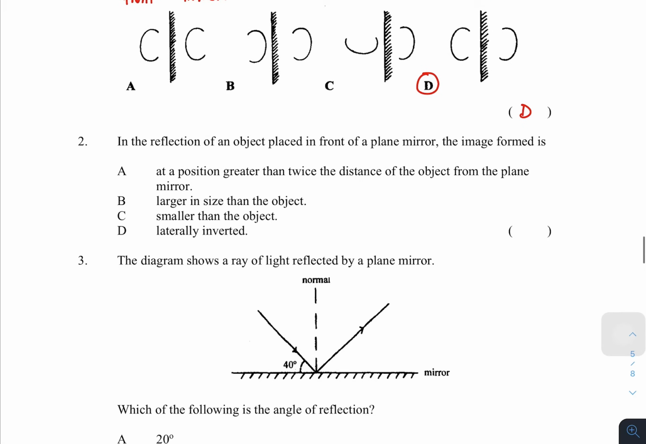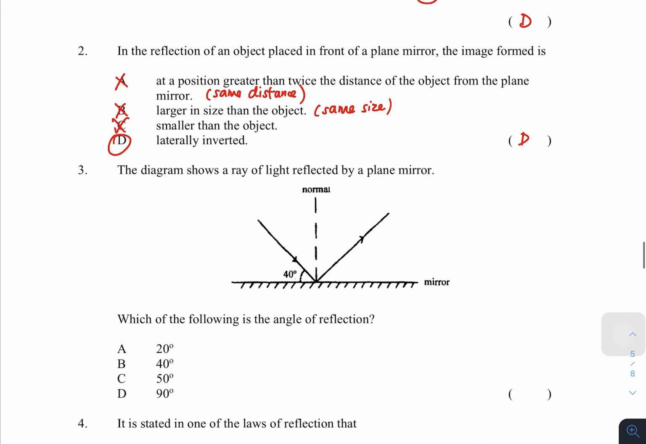Question 2. In the reflection of an object placed in front of a plane mirror, the object form is at a position greater than twice the distance of the object. So this is wrong, right? It should be the same distance. The distance from the mirror to the object and the distance from the mirror to the image should be the same. Larger in size, wrong, should be the same size. There should not be any increase or decrease in size because we're talking about a plane mirror. Smaller than the object, no, same size again. So yes, D is the one where we are looking for laterally inverted.